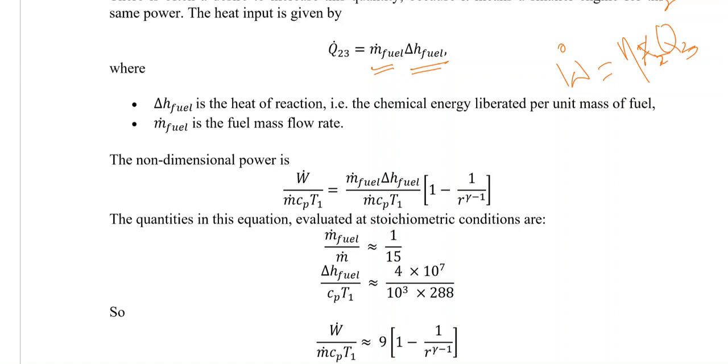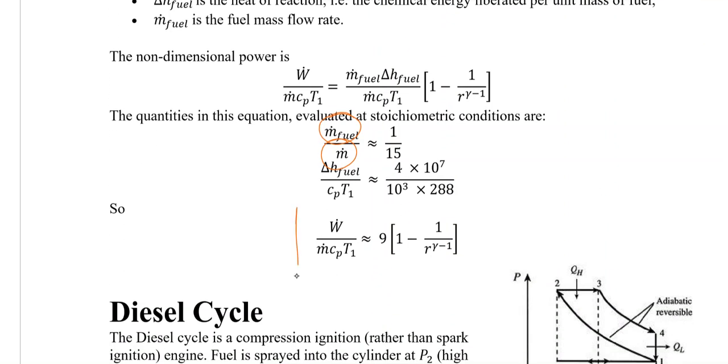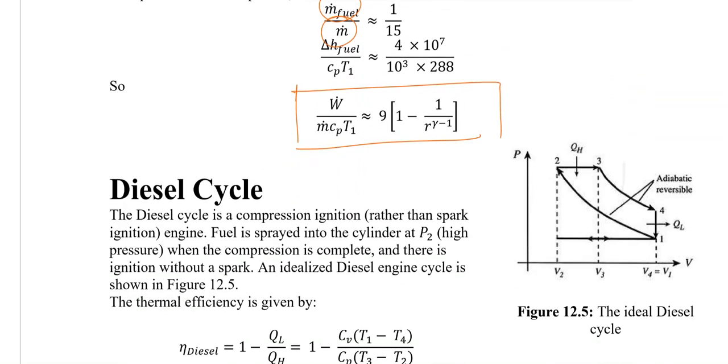The quantity in this equation, if we are looking at the stoichiometric ratio, is the mass of the fuel divided by the mass m dot, equal to 1 over 15. That means for 1 kg of fuel, we need actually 15 kg of air. So this is what we have to put in this equation, and coming up we have this non-dimensional ratio. So increasing this ratio would mean a smaller engine having more power.